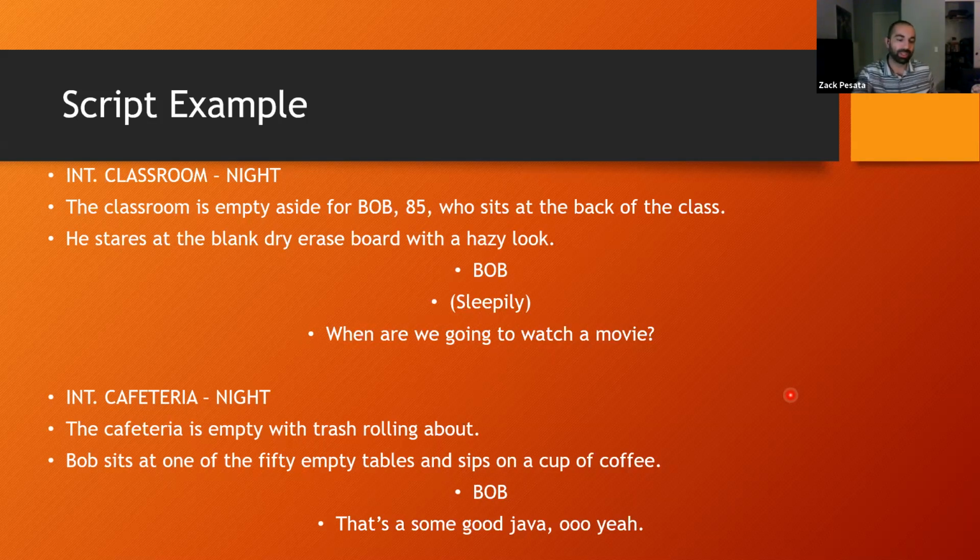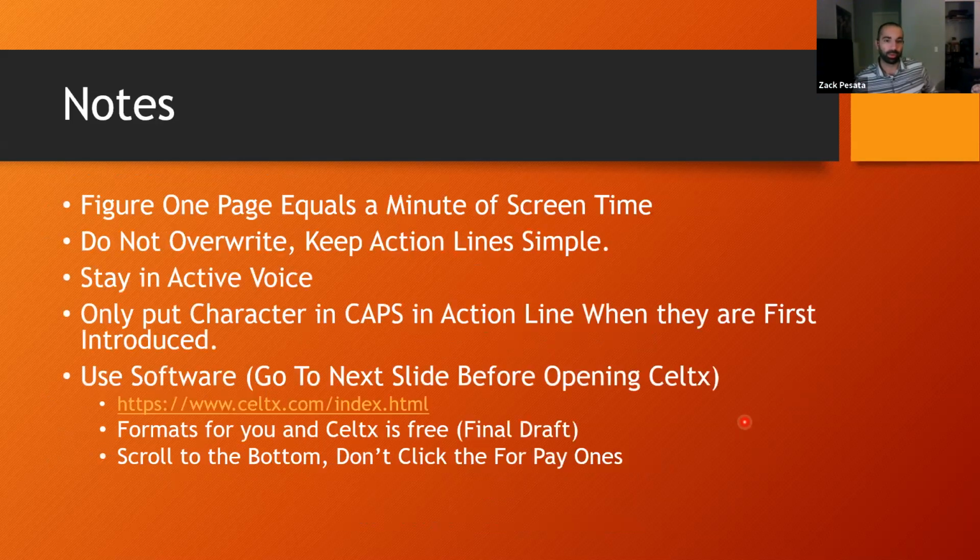Then we have a new scene heading: interior cafeteria night. The cafeteria is empty with trash rolling about. Bob sits at one of the 50 empty tables and sips on a cup of coffee. Bob: That's some good joe. Ooh, yeah, there we go. So now we have two scenes. And I'm also going to write a scene in Celtx, so we'll do a little bit more.